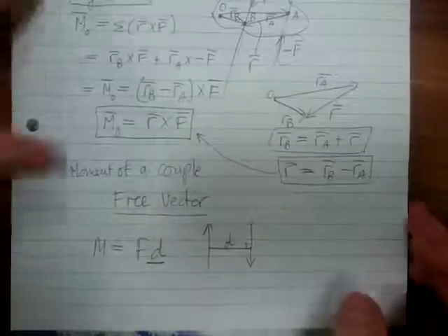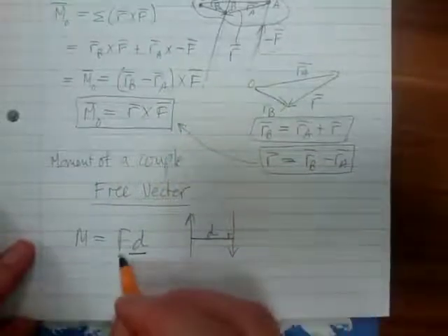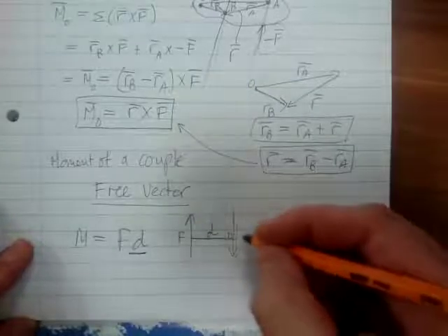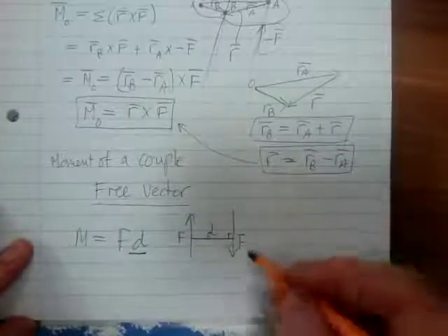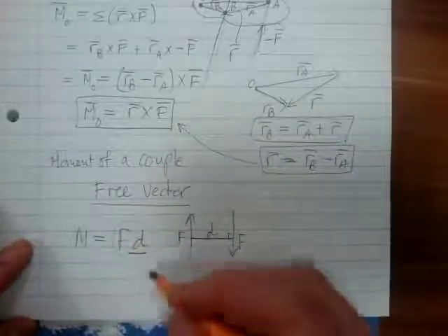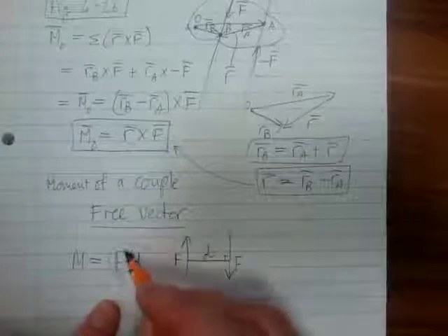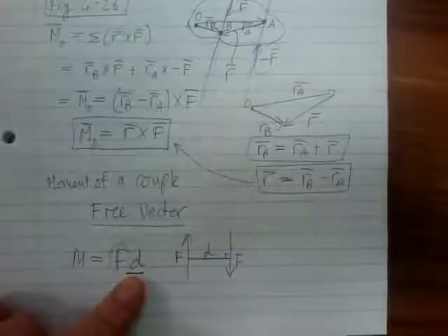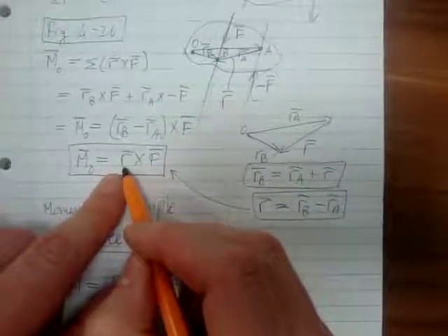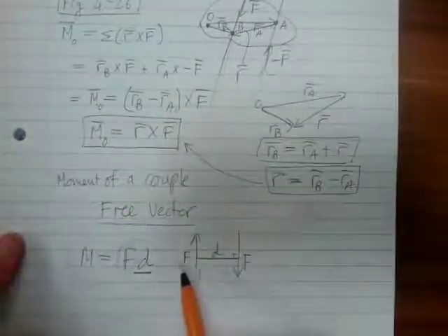Okay? So what you notice is that we get R cross F, and in scalar form we get F times D. So if that was F, and that's also F going in the opposite direction, the magnitude is equal to F times D, meaning we have one of the forces times the perpendicular distance between the forces. In vector form, we have one of the forces crossed with the position vector between the two forces. Do you guys see the similarity between the vector and the scalar method?